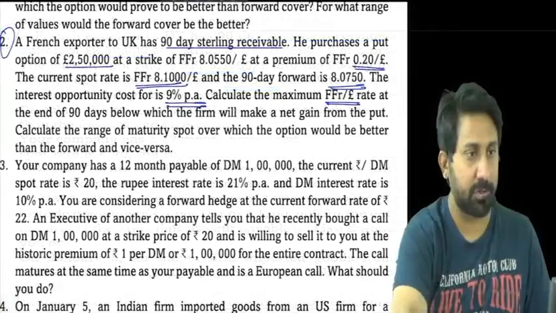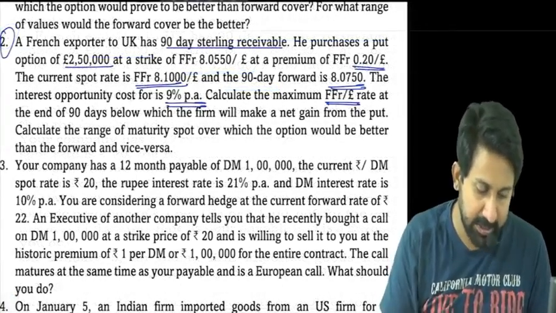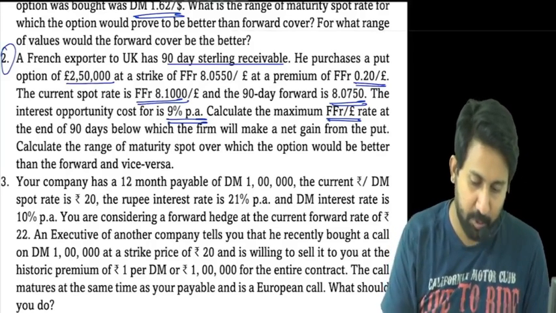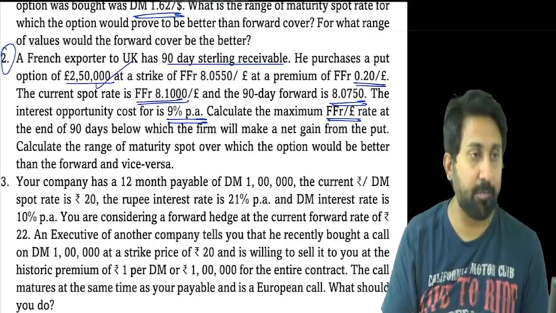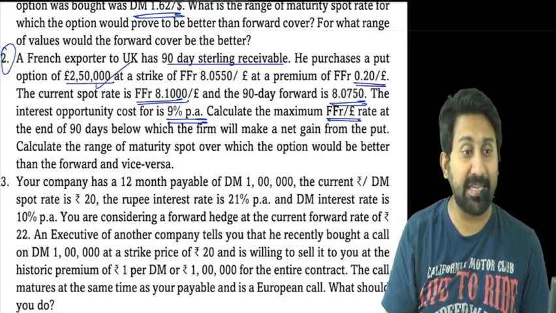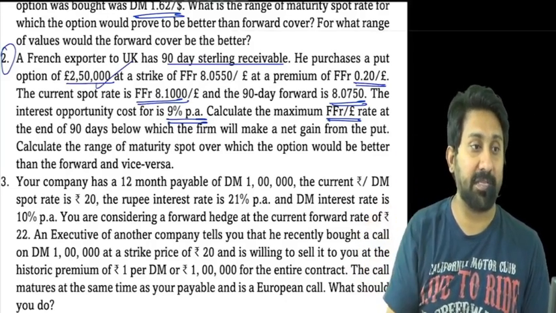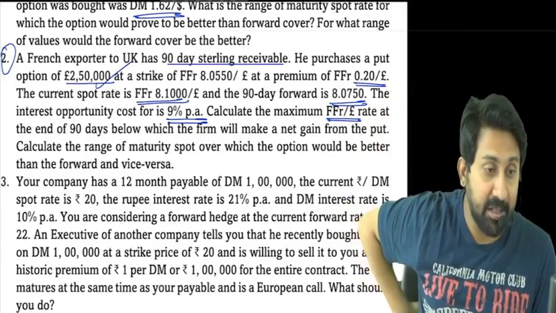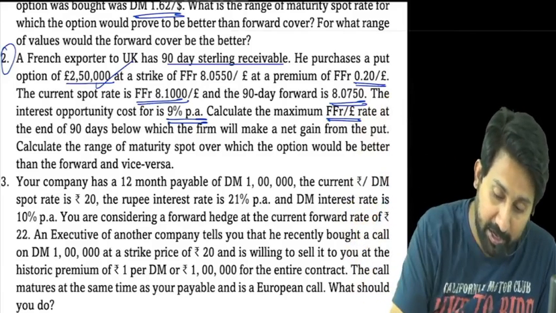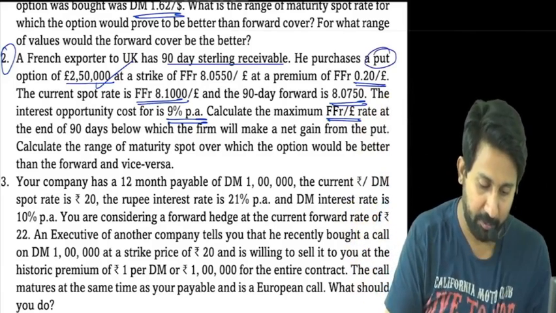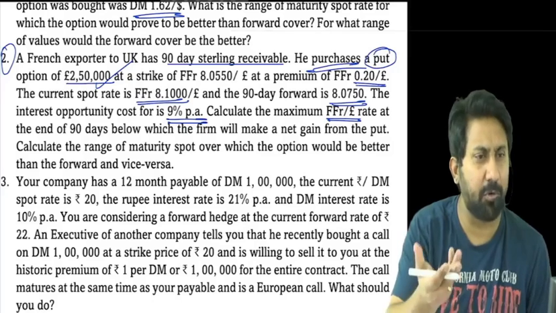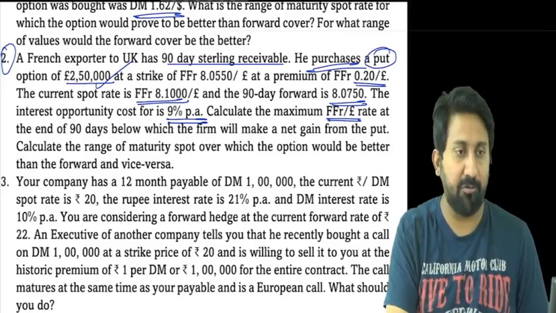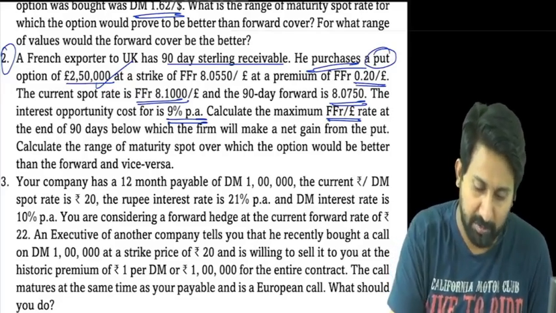Let's take the question and solve the answer as well. See here, in this case there is an exporter. How much is the receipt? Pounds 2,50,000. The risk is a fall in price, therefore I want a guaranteed selling price. Therefore I enter into a put contract. Purchasing a put means a put holder. Strike price is 1 pound equal to French franc 8.0550.